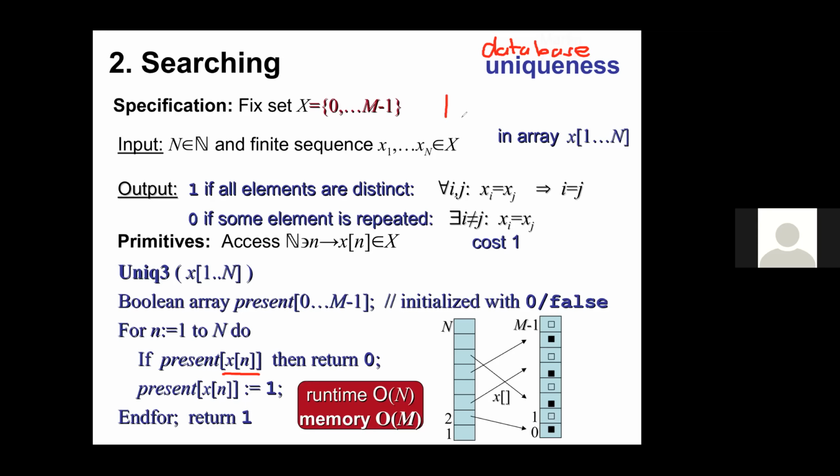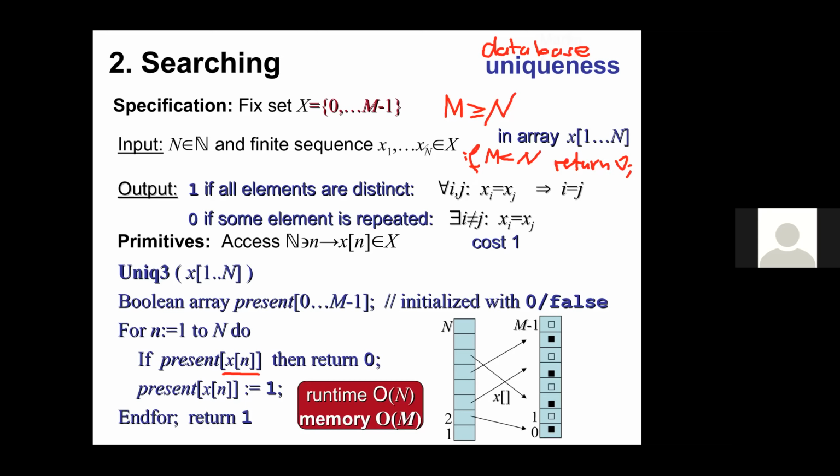I said the immediate restriction is that m is bigger or equal to n. Somebody asked me in the chat: one more time, why is m bigger or equal to n? What happens if m is less than n? Then you can simply return 0. You do not need to do anything.